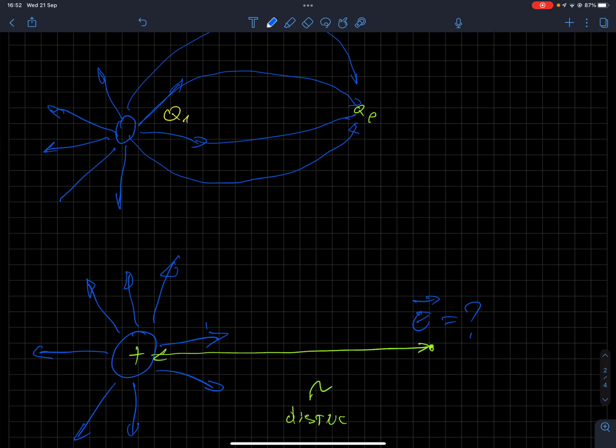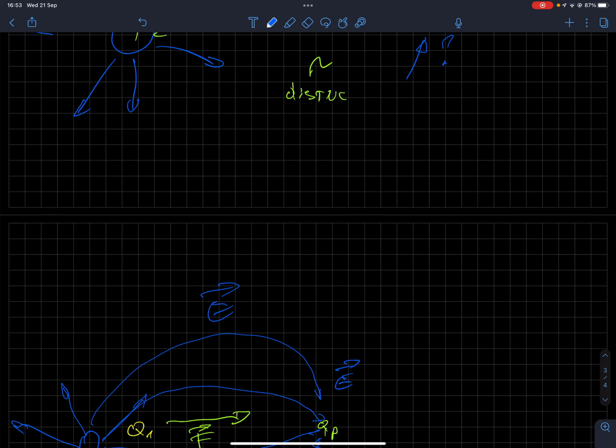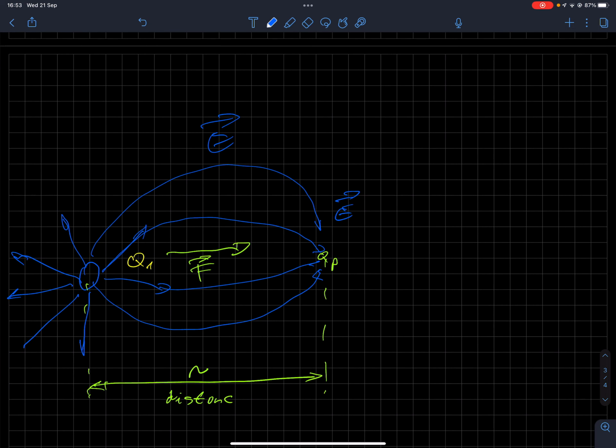So now the question is how to mathematically express electric field. Let's say we have some Q1 charge, and at distance r from that charge, what is the strength of the electric field at this point here? So let's analyze this picture a little more.